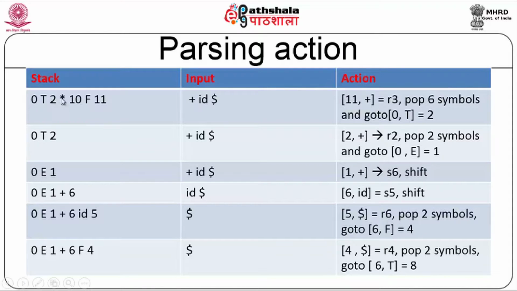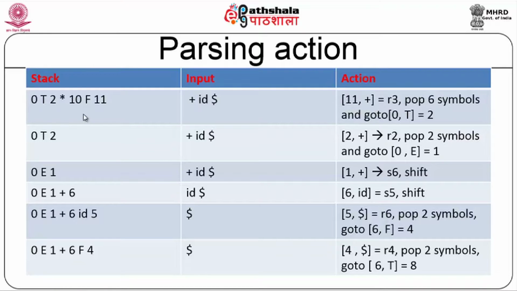11 comma plus is again reduced by the third production. R3 is T produces T star F. As you could see here, there is a T, there is a star, there is an F here. So I have to reduce. How many symbols do I have to pop? I have to pop 6 symbols from the stack. So 6 symbols will be 1, 2, 3, 4, 5 and 6, and you are popping till 6 symbols.